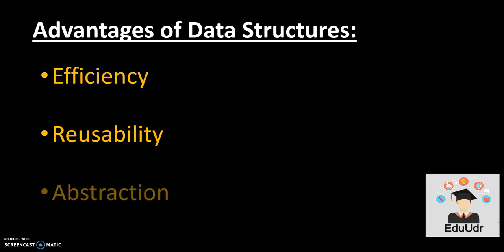And the next advantage is abstraction. Basically, a data structure is specified by the ADT, which means abstract data types, which provides a level of abstraction. In C++, we know what abstraction is. It is nothing but showing the required details by hiding the implementation details.